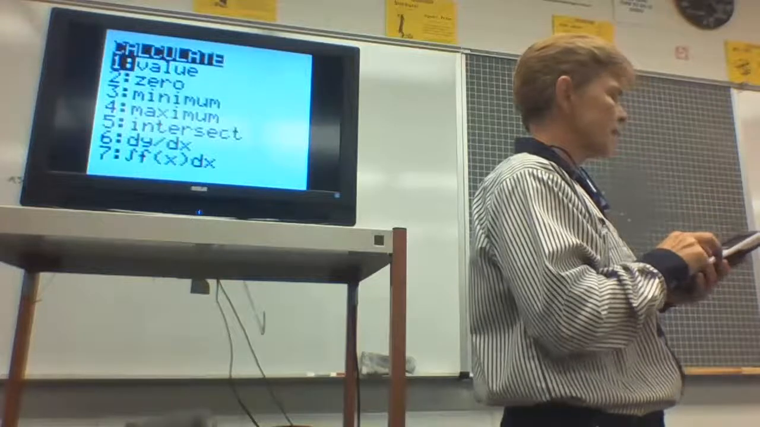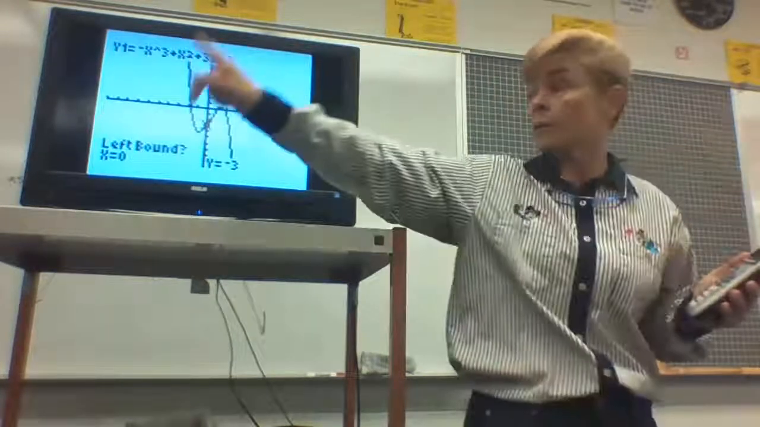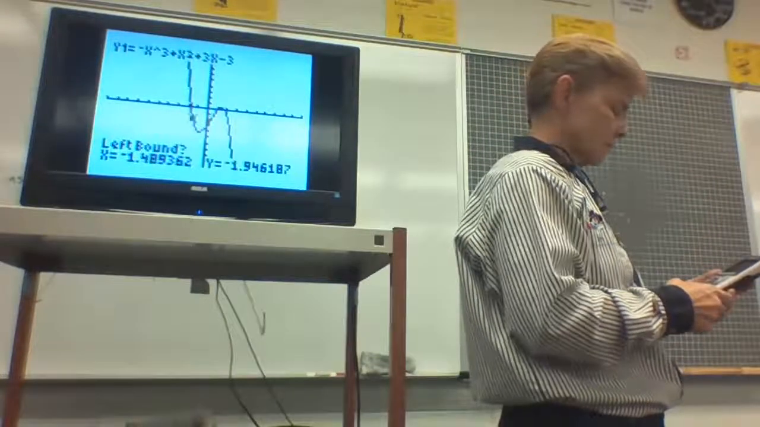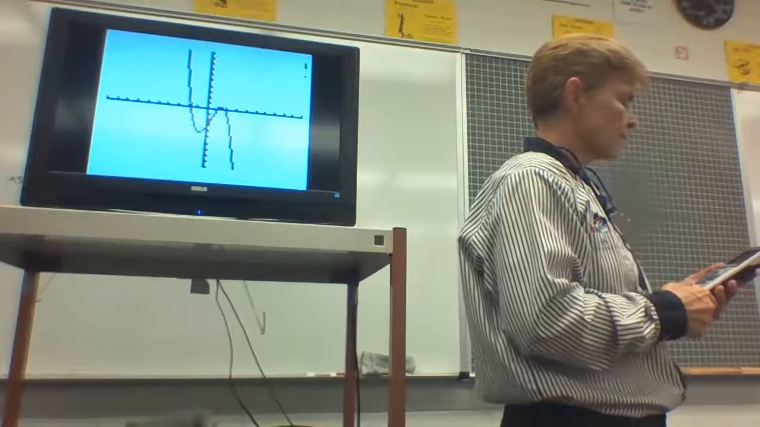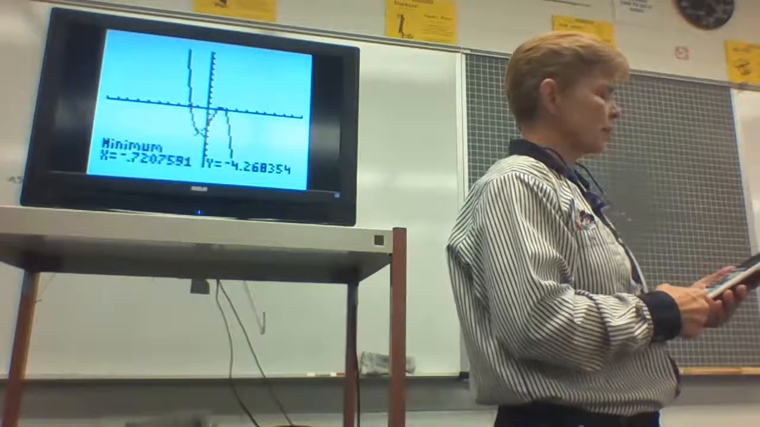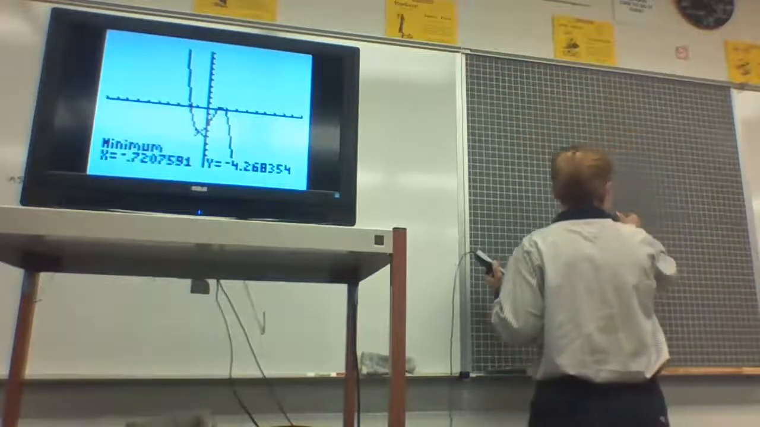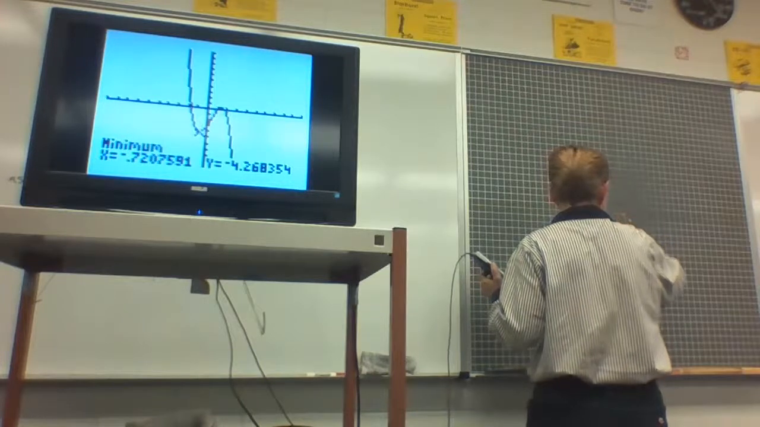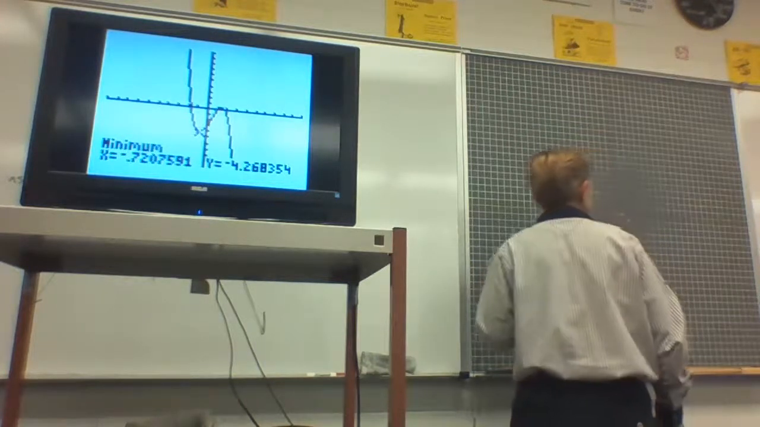So I'm going to calculate minimum. That's my left one right here. I want to calculate that. So I've got to get to the left of it and hit enter. Then get to the right of it and hit enter, and don't guess. And I get -0.7 and -4.3. So I'm going to go -0.7 and -4.3. 1, 2, 3, 4.3 is about right there. So that tells me where I'm going to bottom out.